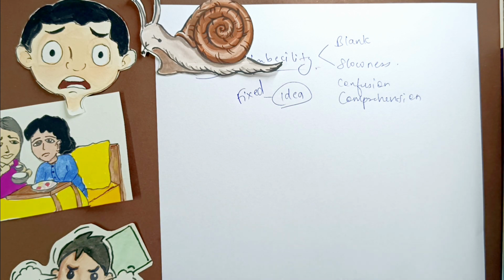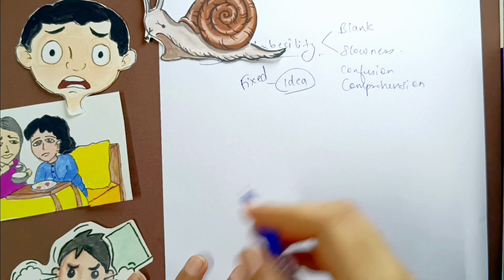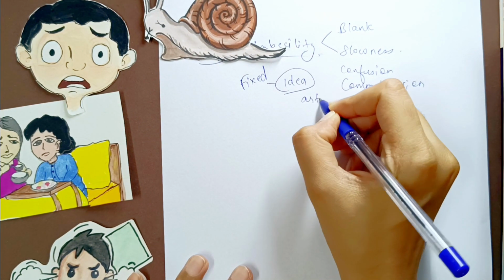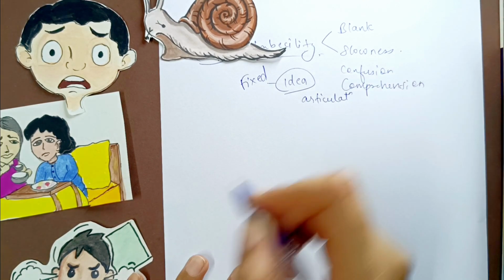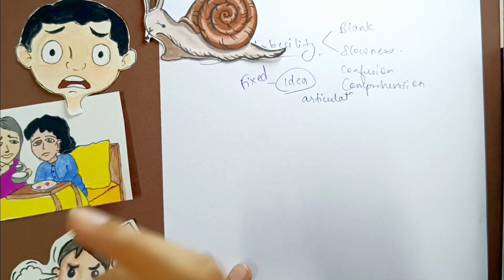He just keeps on thinking about the same kind of symptom, or sorry, same kind of topic or idea, and he cannot find the right word. So there's a problem in articulation also. He cannot talk about the right word, and this whole thing that we saw.